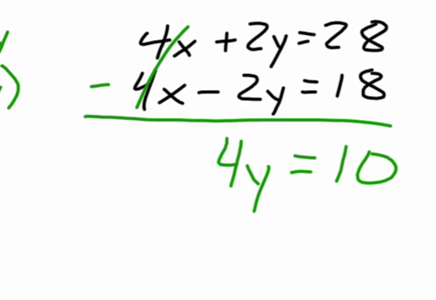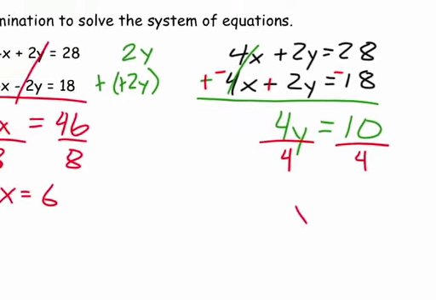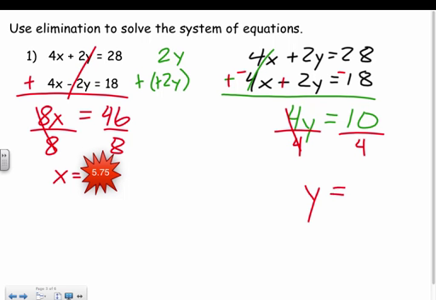So sometimes what I'll do is I'll just add by the opposite. I'll change this to addition, and I'll just change the sign of all my terms. I'll add by the opposite. That helps me to see. I like to get it to adding anyway. So the x is still canceled. 2y plus a 2y is 4y. And 28 and a negative 18 is 10. So that works. And then finish solving, divide by 4, and y equals 2.5.